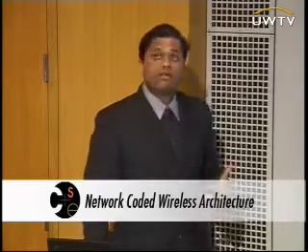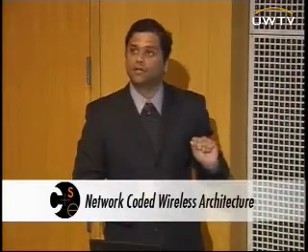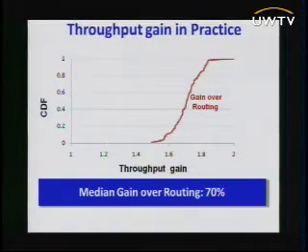So here are results from actual experiments. This is over 3-node topologies, which we find in our 25-node testbed. On the x-axis is the throughput gain, and the y-axis is the cumulative distribution function of these throughput gains over these different topologies. So as you can see, the median throughput gain over routing is 70%, slightly less than the 2x we were expecting.